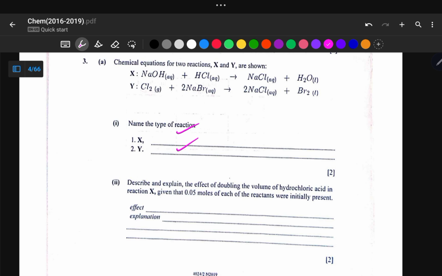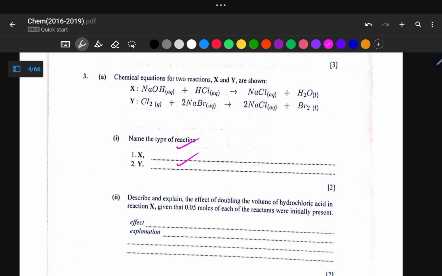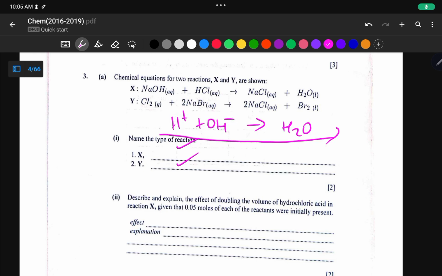Were initially present. So the effect of doubling, we should know that these two, the sodium hydroxide and the hydrochloric acid, react in a ratio of 1:1. And also remember that for every acid-base reaction, the neutralization reaction, we've got this overall equation, which is an exothermic reaction with an enthalpy change of about -57 kilojoules per mole. So you should know that for every neutralization reaction, we've got this ionic equation where 1 mole of water is being produced from the proton and the hydroxide ion.